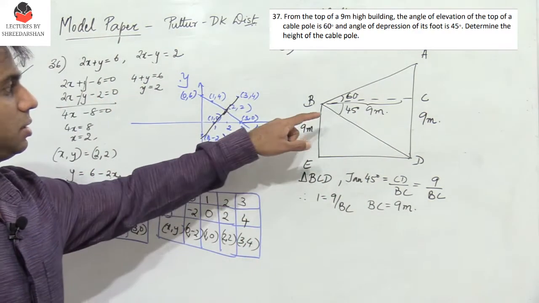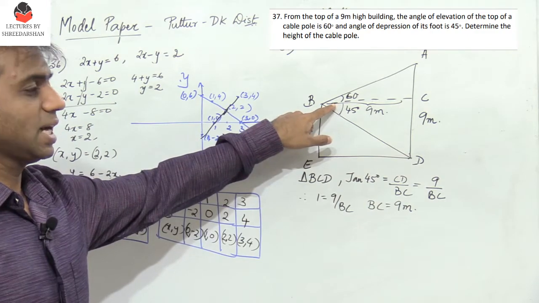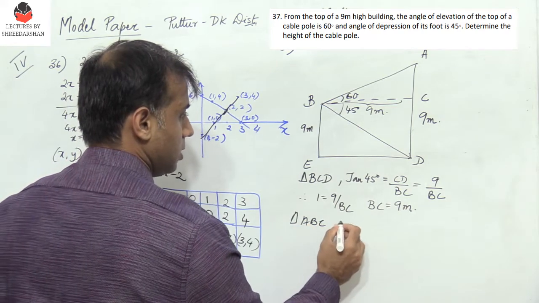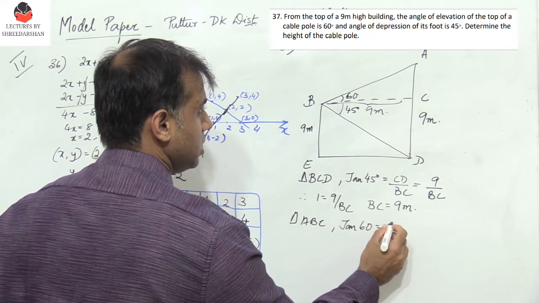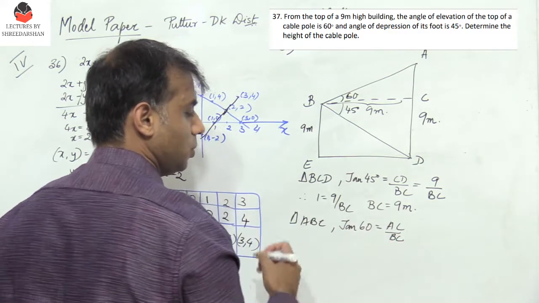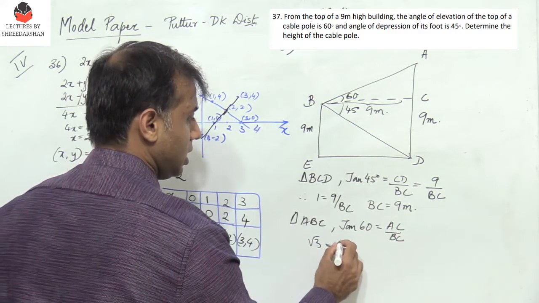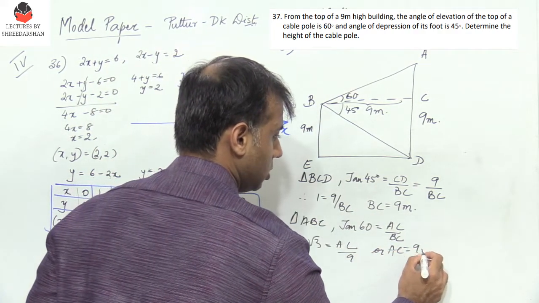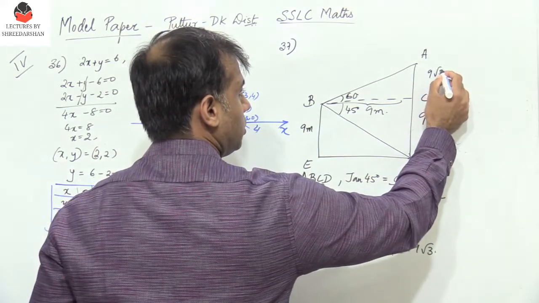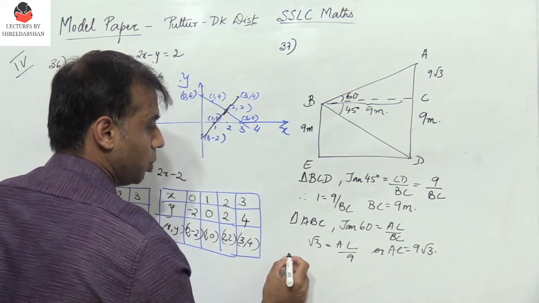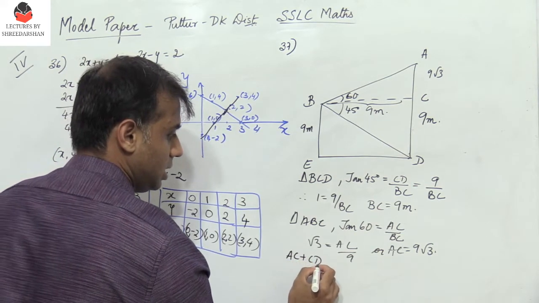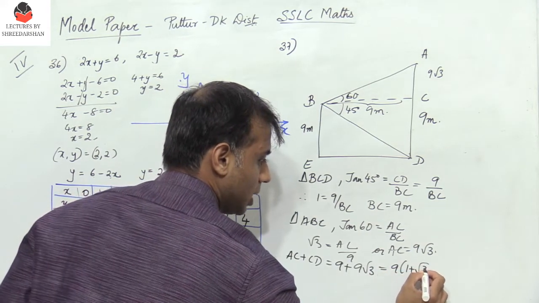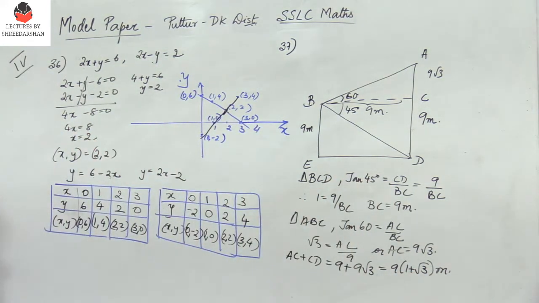So now let me consider triangle ABC. So you have tan 60 degrees is AC by BC. We know that tan 60 is root 3, which equals AC by BC, where BC is 9, so AC is 9 root 3. So what is the total height of the pole? The total height of the pole is AC plus CD, which is 9 plus 9 root 3, or 9 into (1 plus root 3) meters. So this is the answer. A very simple question.